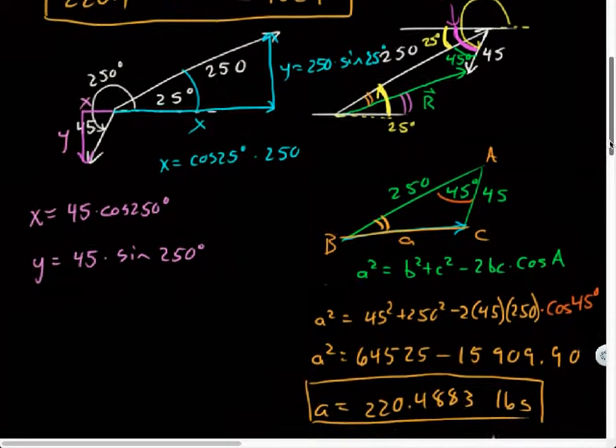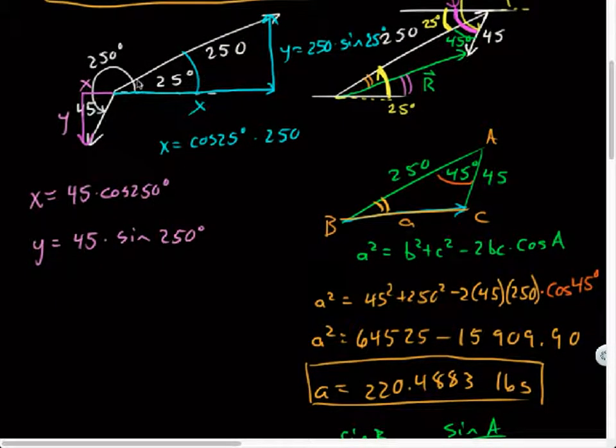So my blue vector, or its components, would have been 250 times cosine 25, that is 226.58, is that right? Yeah, it's 250, not 220. Comma, 250 times sine 25 is 105.65. All right, so there's the horizontal and vertical components of that vector. The pink vector.